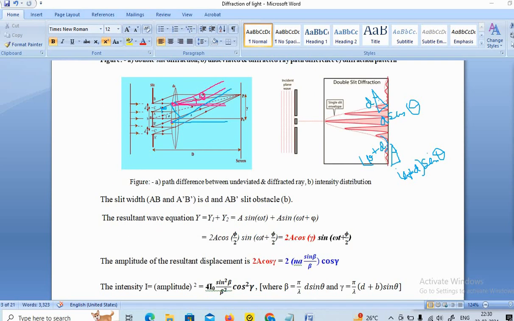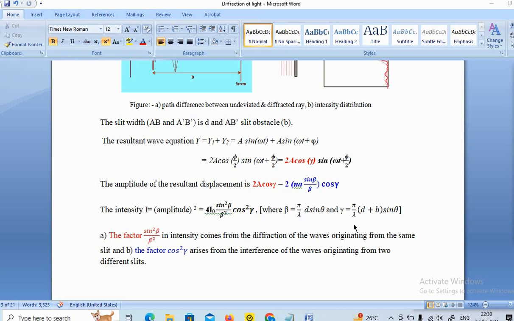So this is given by the expression gamma, which is pi (b plus d) sin theta divided by lambda. And how are we getting beta as pi d sin theta by lambda? This was explained in the single slit discussion. You can refer to that.